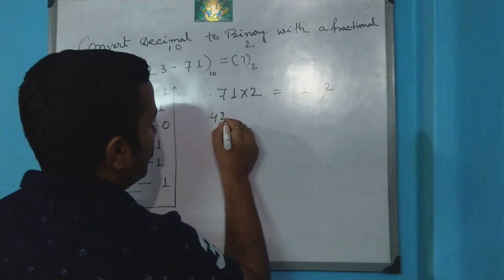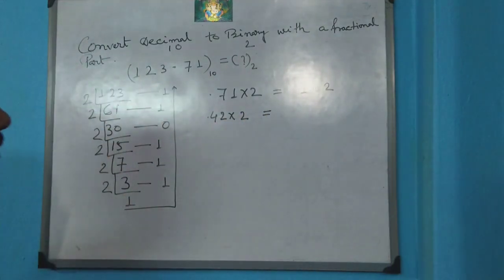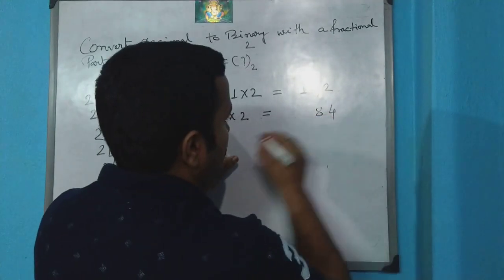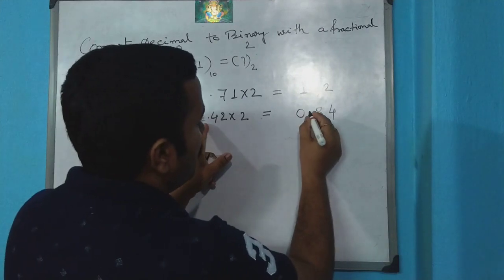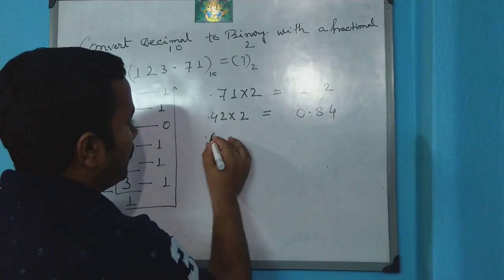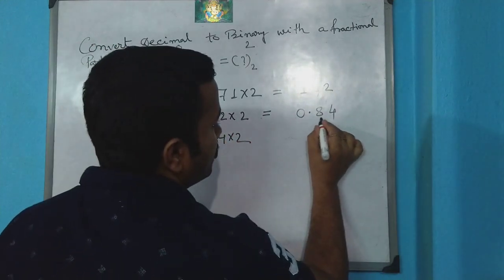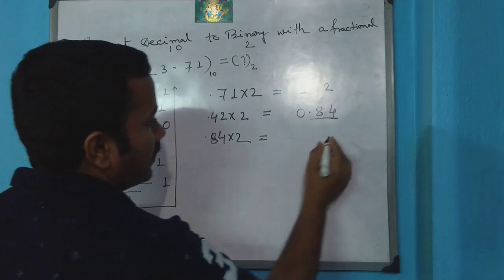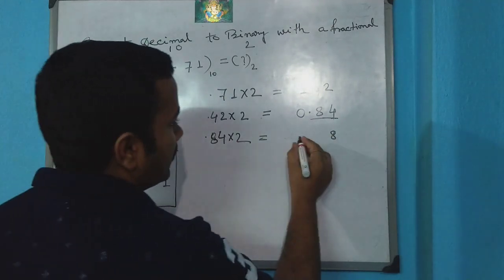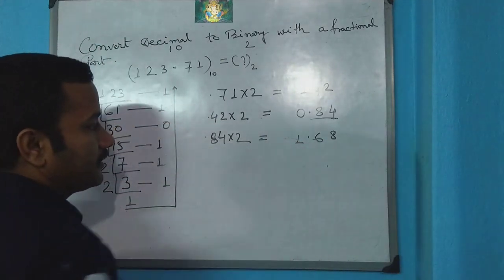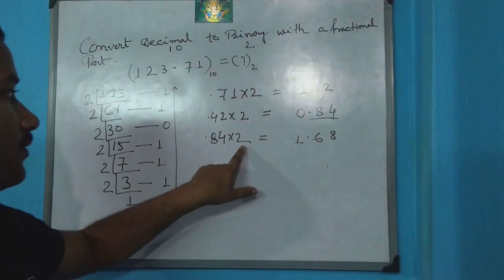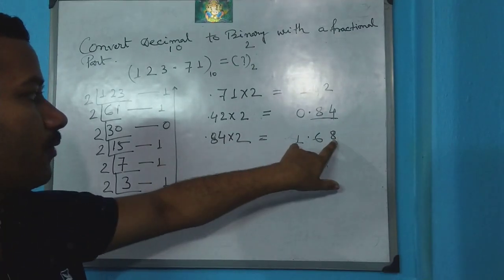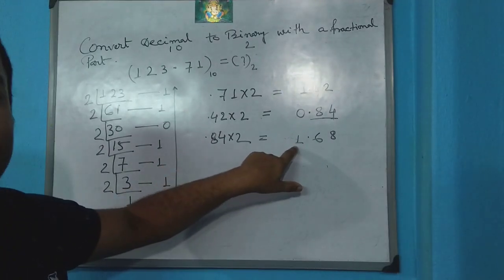Same, 0.42 into 2: 2 twos are 4, 2 fours are 8, so 0.84. 0.84 into 2, only the last two fractional digits: 4 twos are 8, 8 twos are 16, so 1.68.